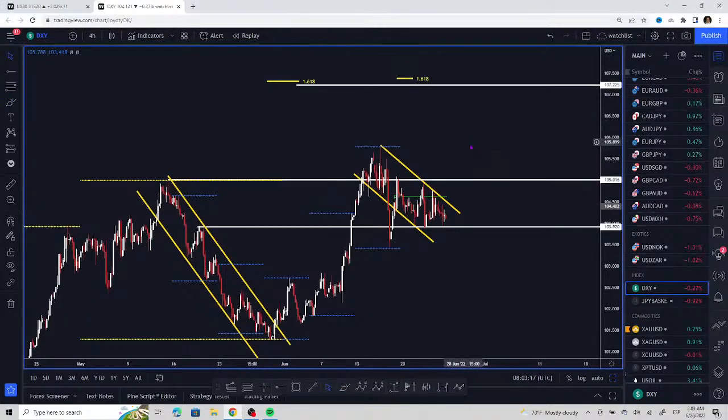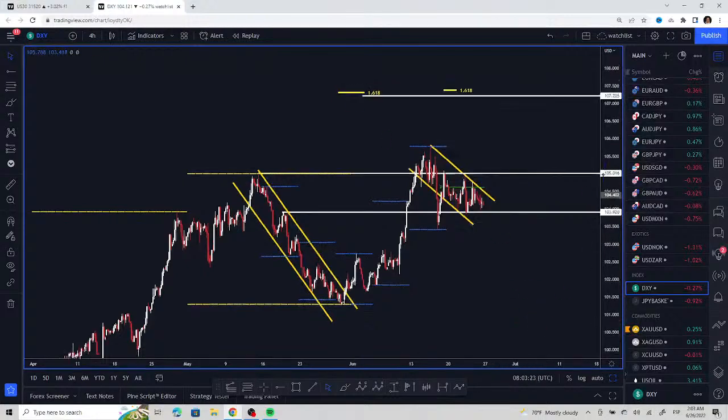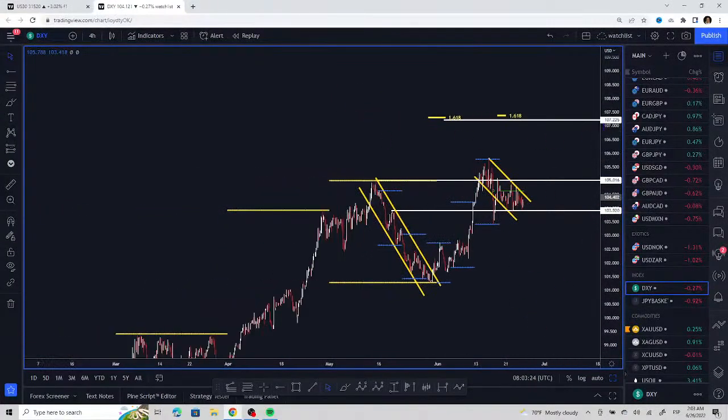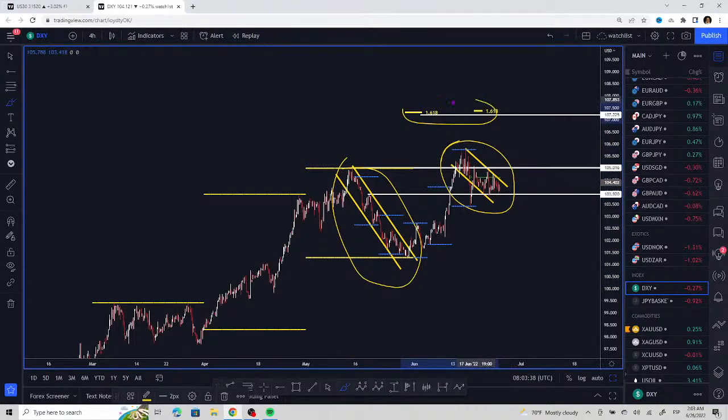breaks this structure. Another thing that I dig about this are targets, right? If we look at those 161.8s that I have, the first one is the 161.8 of the first flag that hasn't been reached, and the second one is the 161.8 of the second flag. So we have confluence of targets at around 107.50, which would mean that a break of this flag could yield a 2.2% move to the upside. So that's my plan for the US dollar. No shorts, only longs, and trade safe.